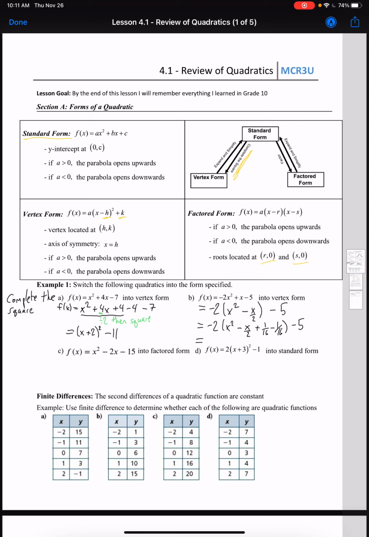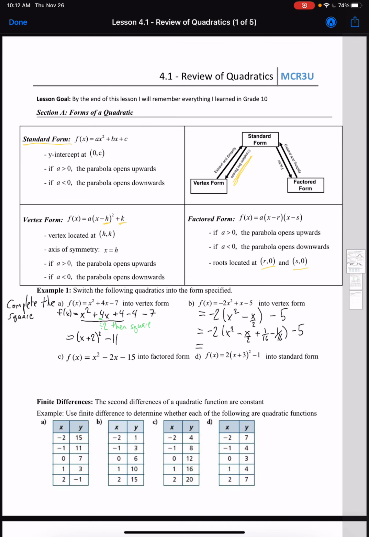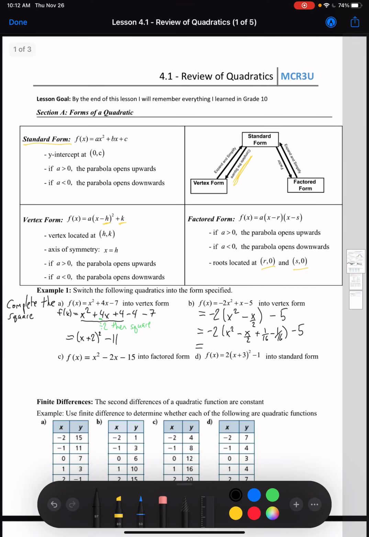And then what we need to do is just multiply this negative 2 by this 1 over 16. Why do we need to do that? Well, the reason is because we're going to factor the rest of this as a perfect square, but you don't want that last part there, so we're just sort of pulling it out.